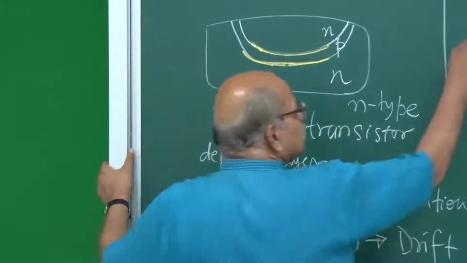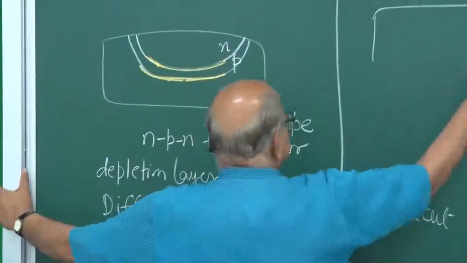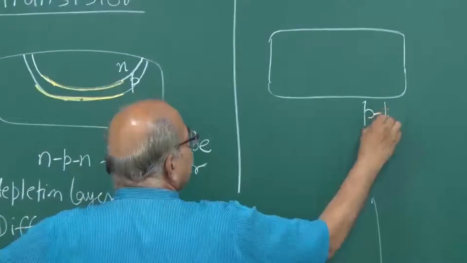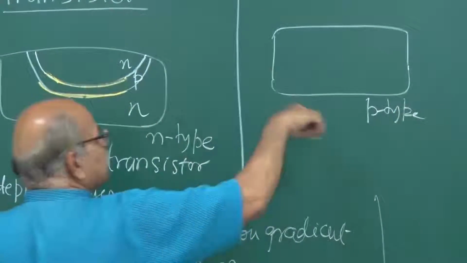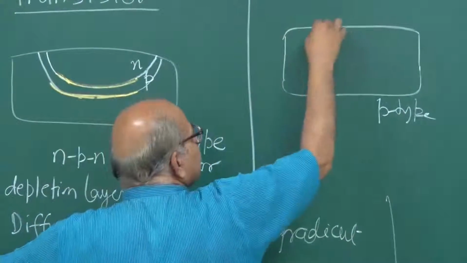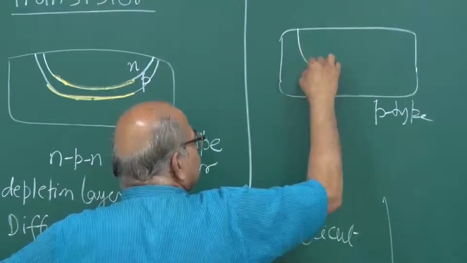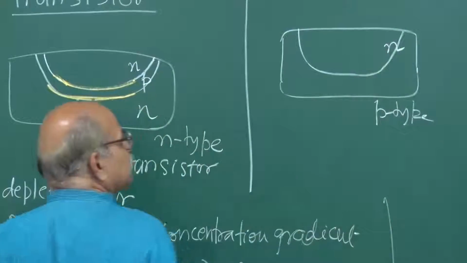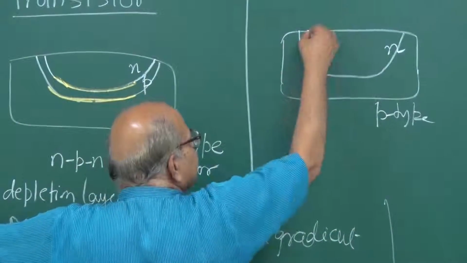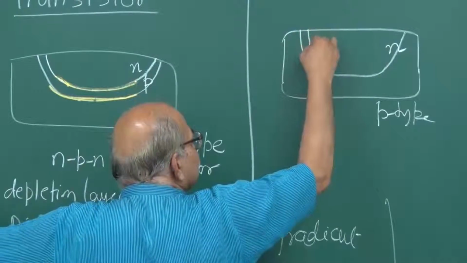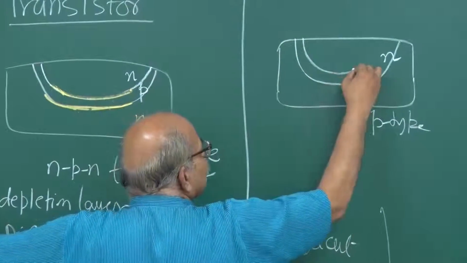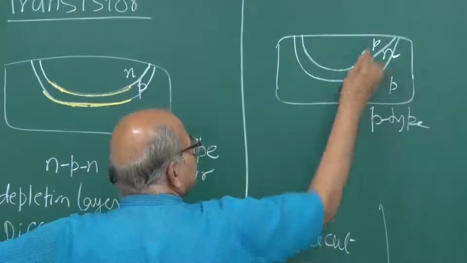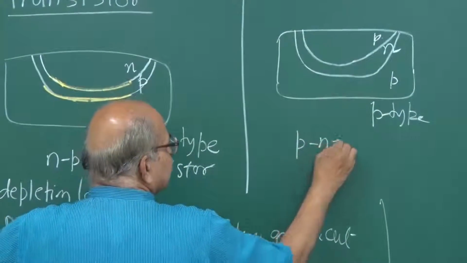You can start with a wafer which, to start with, is all p-type. This whole thing is p-type. Then you diffuse n-type from one side, and suppose this is n-type, and then you diffuse again p-type, stronger concentration, so that you get this p-type here, and then you get p-n-p. So this is a p-n-p transistor.